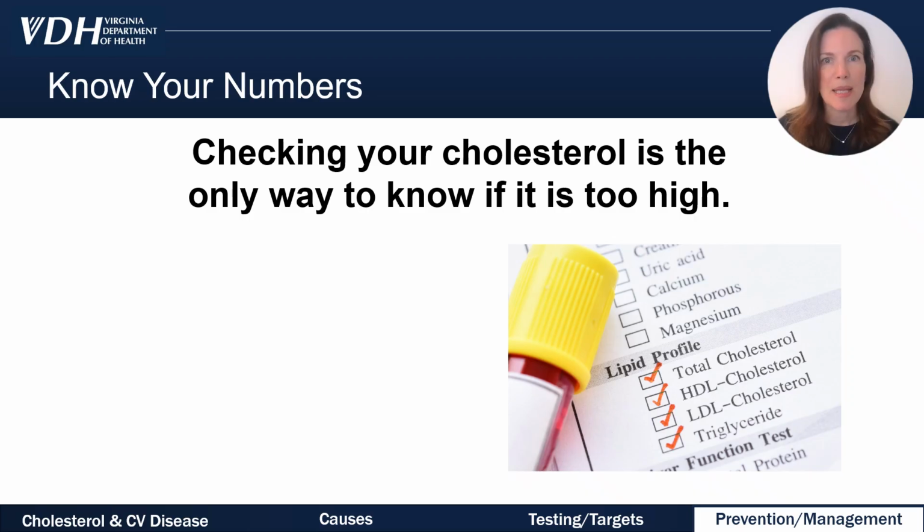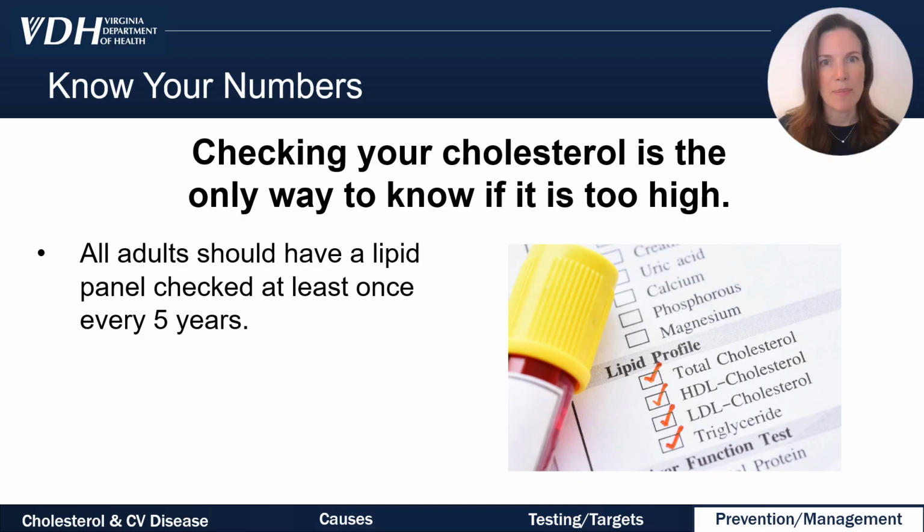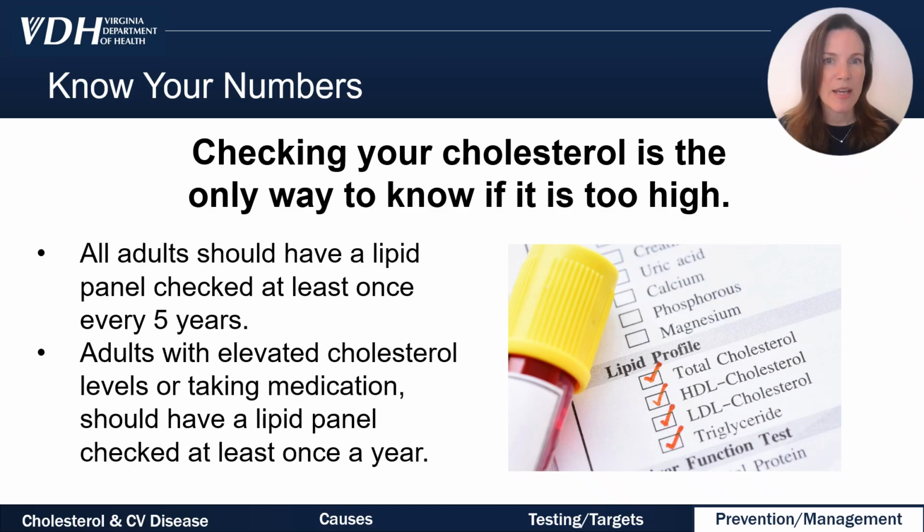The first step is to know your numbers. Checking your cholesterol is the only way to know if it is too high, and you can't take control of something if you don't know what you're dealing with. All adults should have a lipid panel checked at least once every 5 years, and adults with elevated cholesterol or who are taking cholesterol-lowering medication should have a lipid panel checked at least once a year.